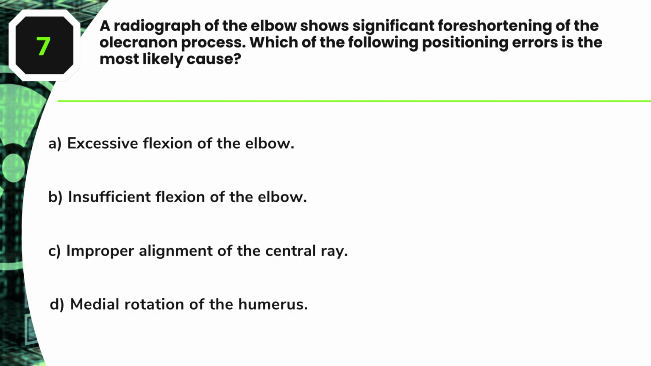Question 7. A radiograph of the elbow shows significant foreshortening of the olecranon process. Which of the following positioning errors is the most likely cause? A. Excessive flexion of the elbow. B. Insufficient flexion of the elbow. C. Improper alignment of the central ray. D. Medial rotation of the humerus.